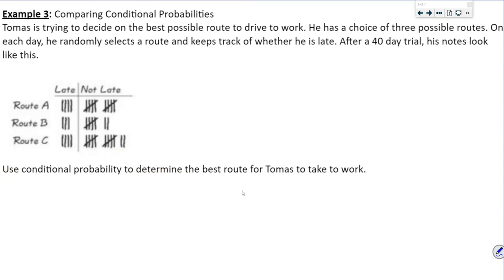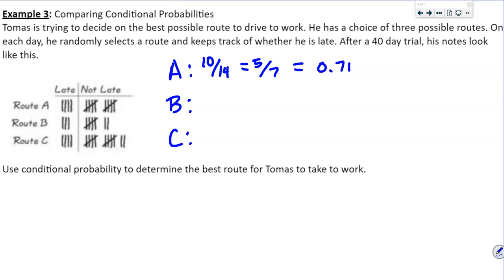So on this one, we're going to break this up into route A, route B, and route C, okay? So what we want to do is take the times he's not late over the total. So the times he's not late is 10, and our total is 14, right? So that reduces to be 5 over 7. Sometimes your answer will be written that way, right? That's also equal to 0.71, which is 71%, right? So 71% of the time he wouldn't be late.